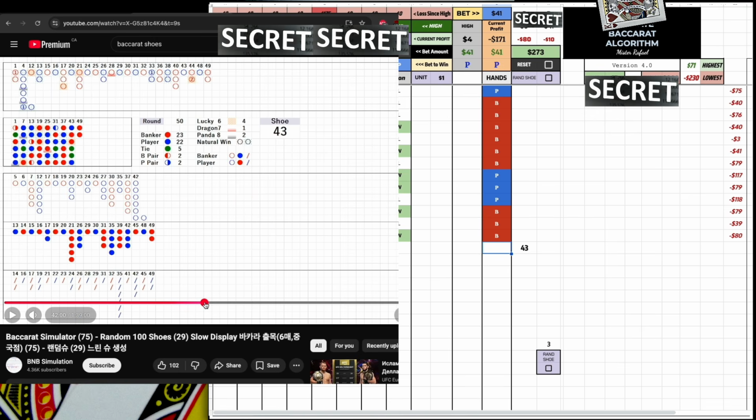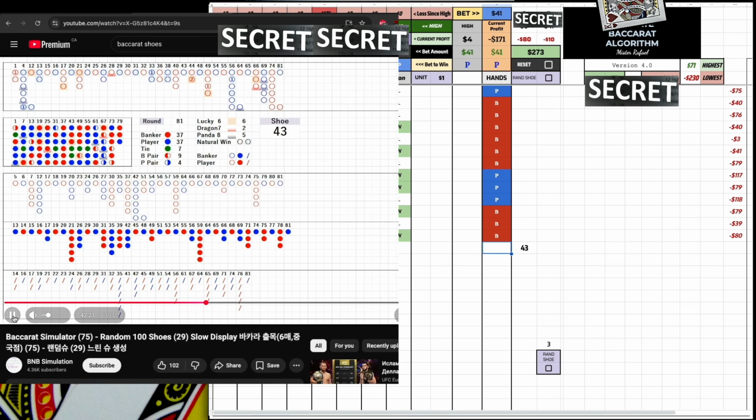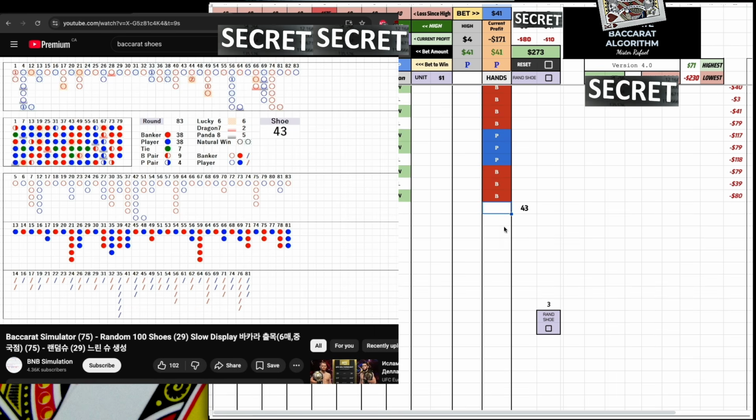So biggest drawdown for this session was minus 230, and we're currently sitting at minus 80, so we made a little bit of a comeback. Let's see if we can recover and hit the win goal here. Okay, shoe 43. Here we go.